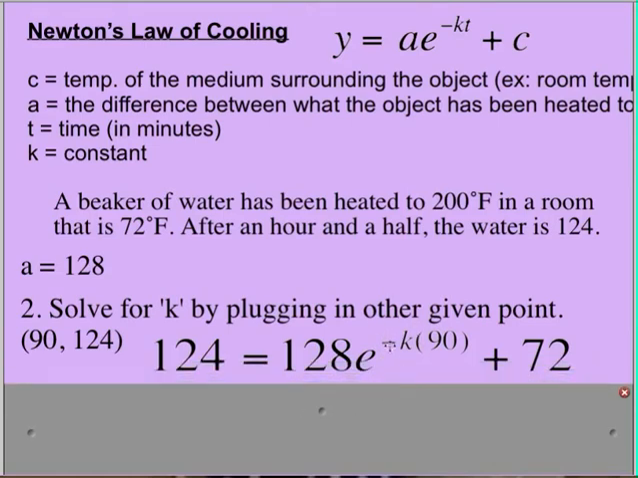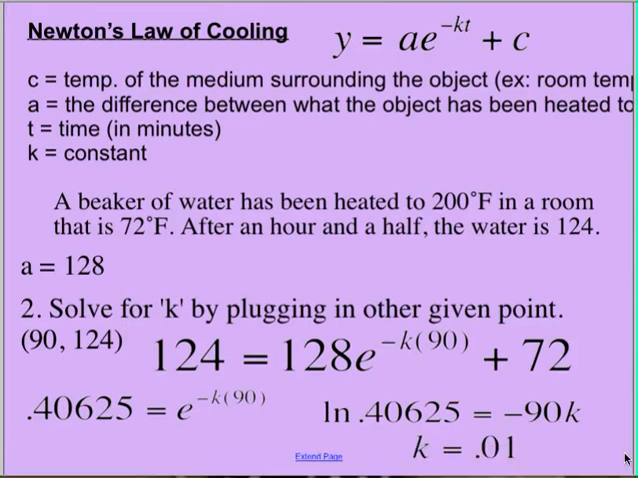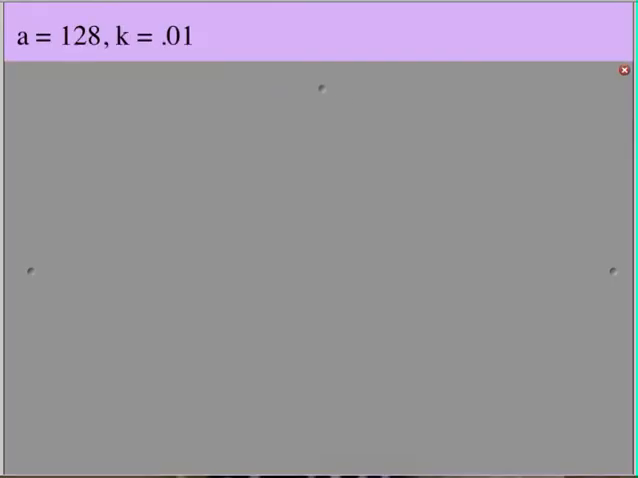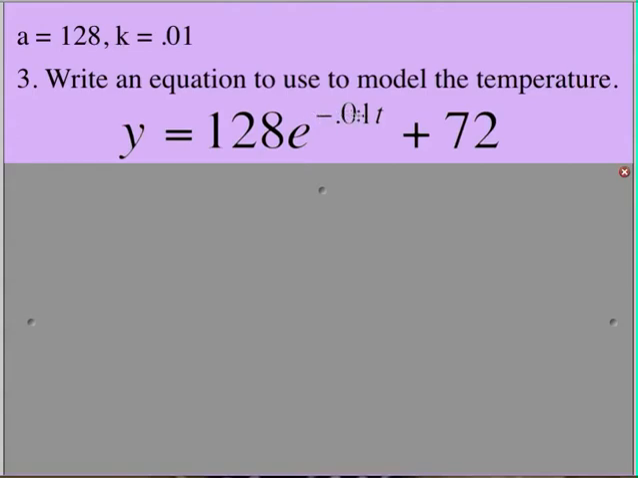So now I'm going to solve for the exponent here, the k that's in the exponent. So here's my equation. The first thing I'm going to do is subtract 72 from both sides and then divide by 128. That's how I get the 0.40625. Then I need to apply the natural log to both sides. So I get natural log of 0.40625 equals negative 90k. Last thing to do is to divide by negative 90, and you get a k value of 0.01. So I'm going to plug everything I know into the equation, and here is my model. So y equals 128 is A, e to the, now you'll notice I made my k value negative. It becomes negative when you put it into the equation. So negative 0.01t and then plus 72, the room temp.